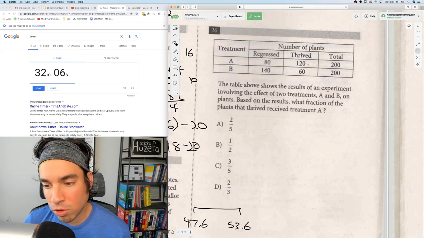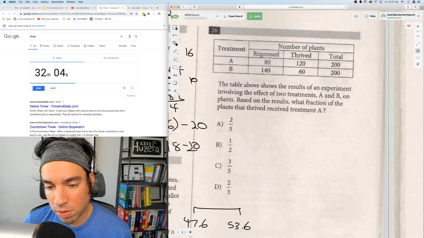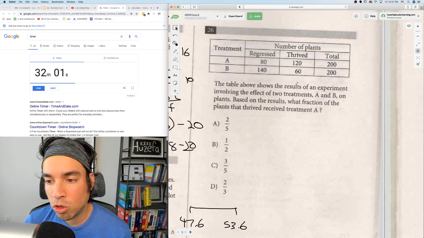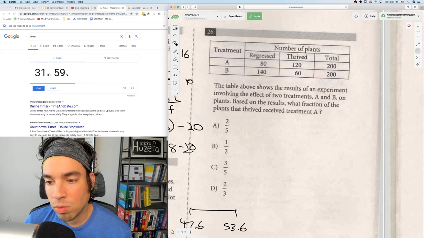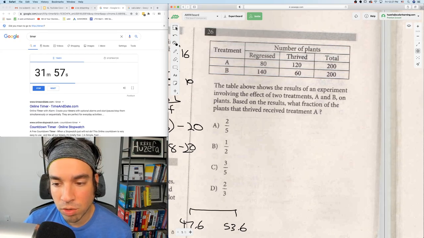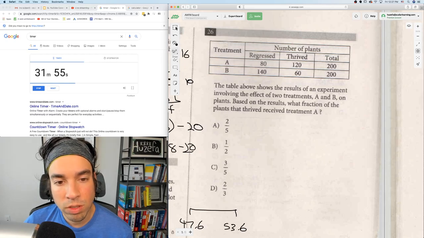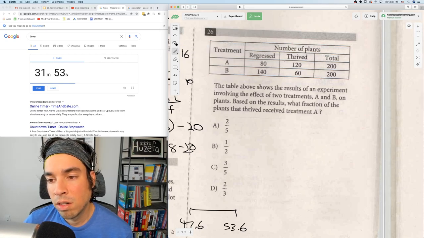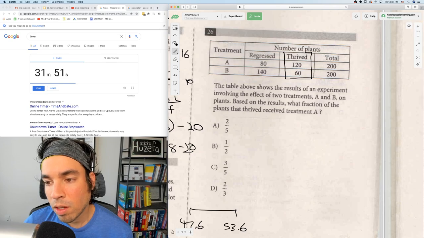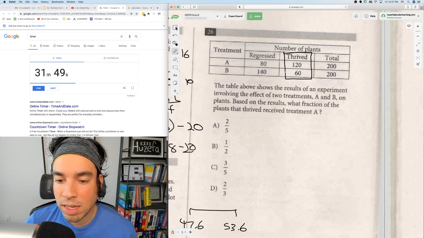26. The table above shows the results of an experiment involving the effect of two treatments, A and B, on plants. Based on the results, what fraction of the plants that thrived received treatment A? Okay. What fraction of the plants that thrived?